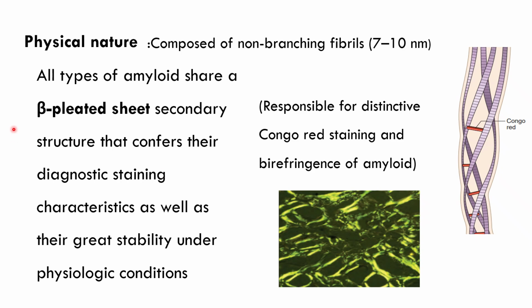Now, coming to the physical nature of the amyloid. Amyloid is composed of non-branching fibrils of 7 to 10 nanometers in diameter. All amyloids share a beta-pleated, highly ordered secondary structure. You can see the beta-pleated, highly ordered structure, and there is a groove for the attachment of Congo red. This highly ordered cross-beta pleated structure is responsible for the distinct Congo red staining and birefringence of the amyloid.